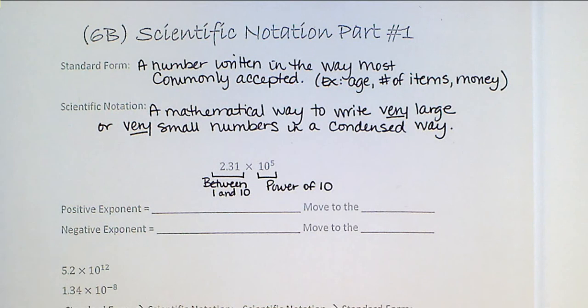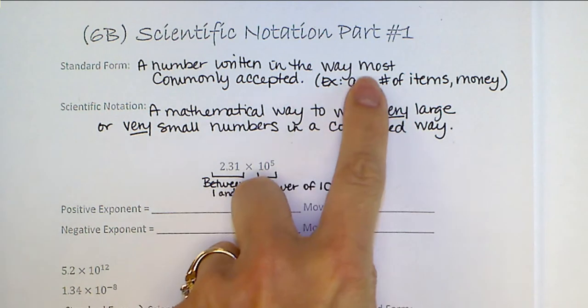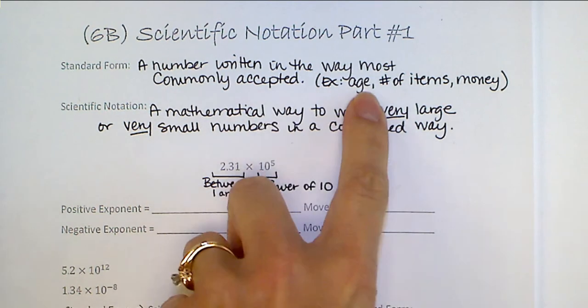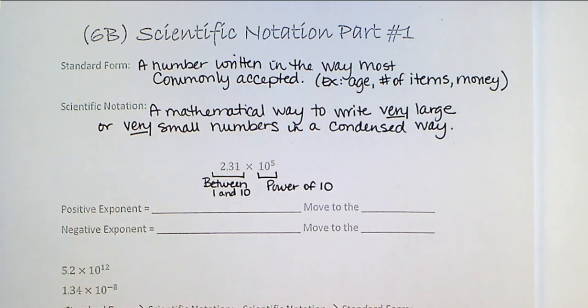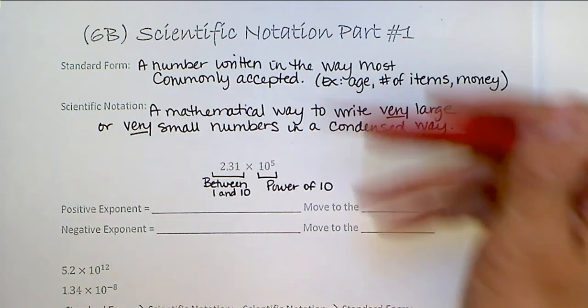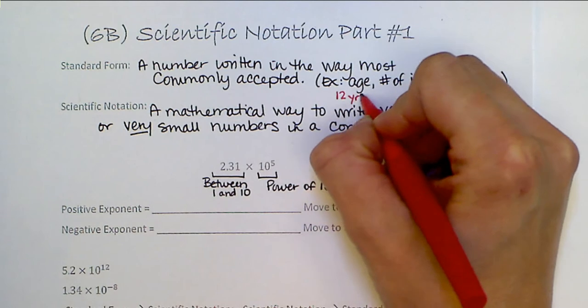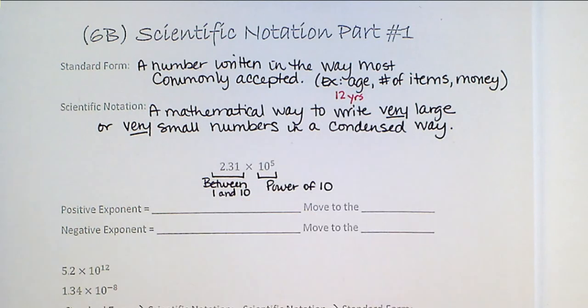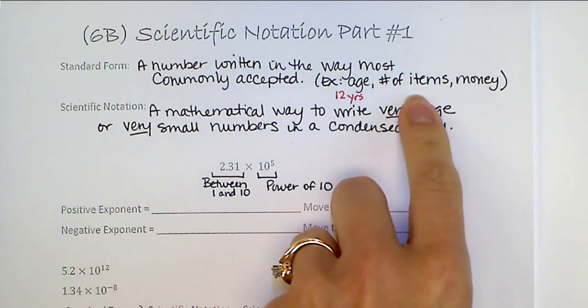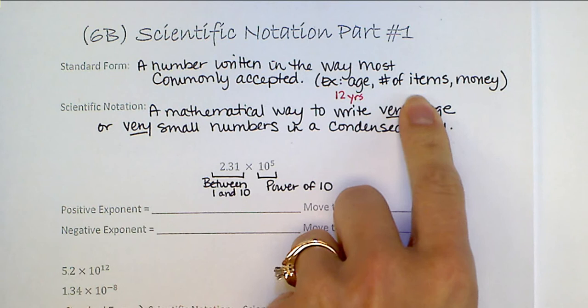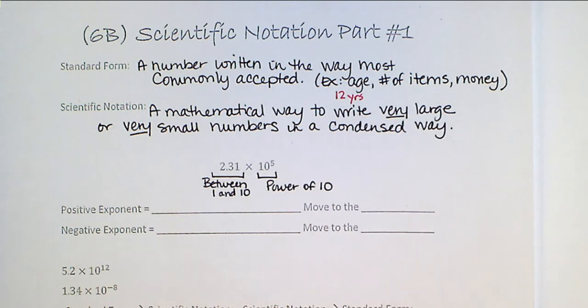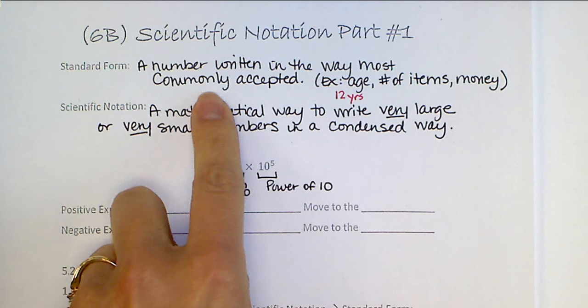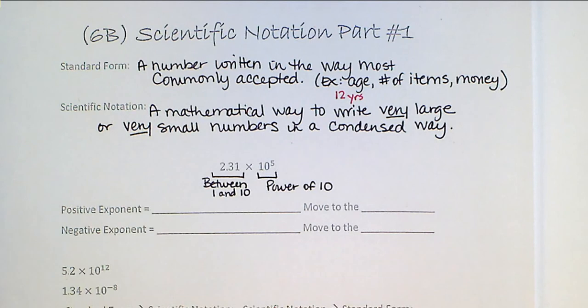So standard form is a number written in the way most commonly accepted. When we talk about age, if you say I'm 12 or I'm 13, we just write 12 years old or 13 years old. We don't have any fancy mathematical way of writing it. Or the number of items: I have 25 books on my shelf. There are 30 seats in my classroom. Things that we use commonly are just expressed with numbers, so we consider that standard form.